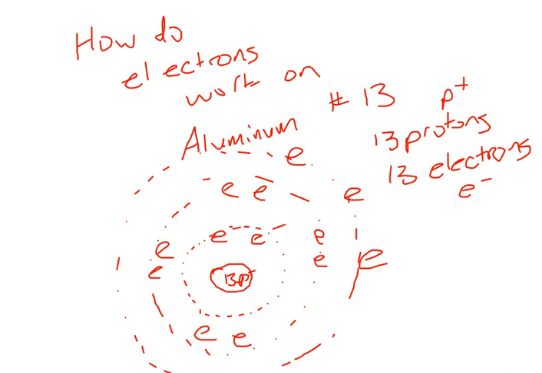Should we try one more? Because this is one of the most fundamental skills we've got to work on. Let's try another one. I want to keep it simple. I shouldn't say how many electrons. I should say, where do the electrons in, let's say, potassium go? Where do the electrons in potassium go?